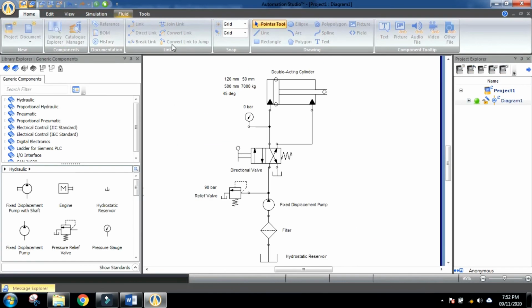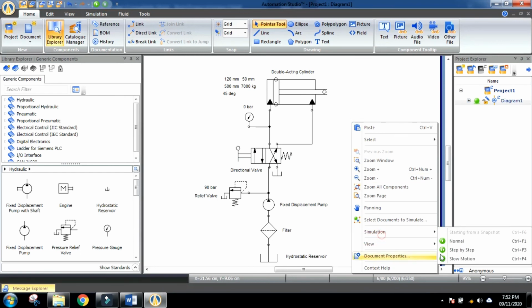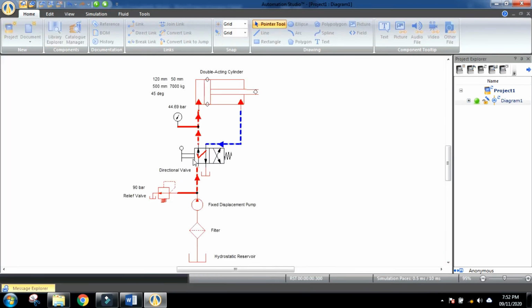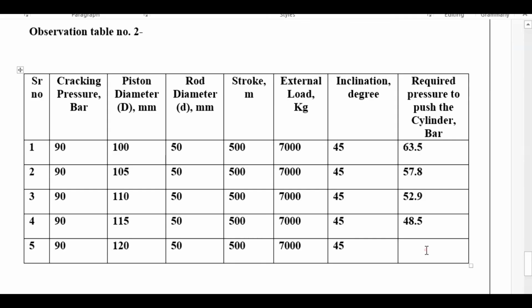If you look at the observation table, you can see how the piston diameter has an effect on the pressure required to push the cylinder at a 45-degree angle.